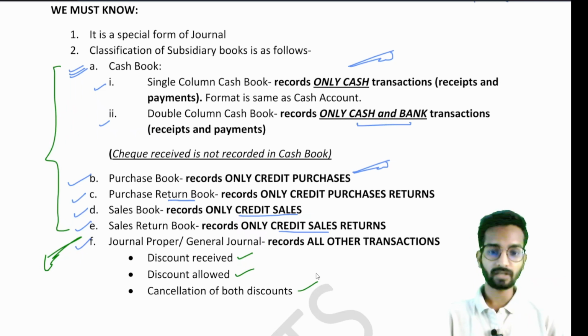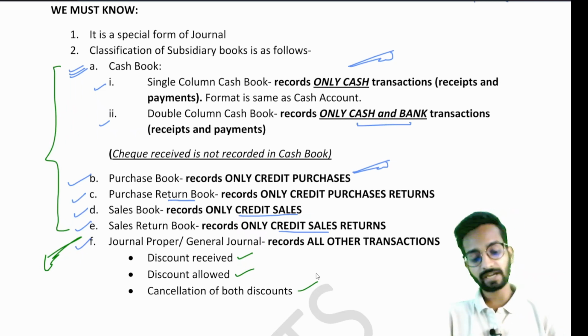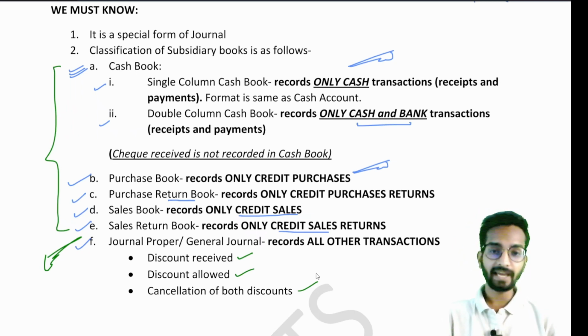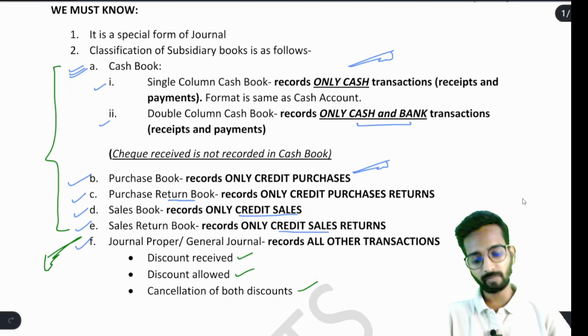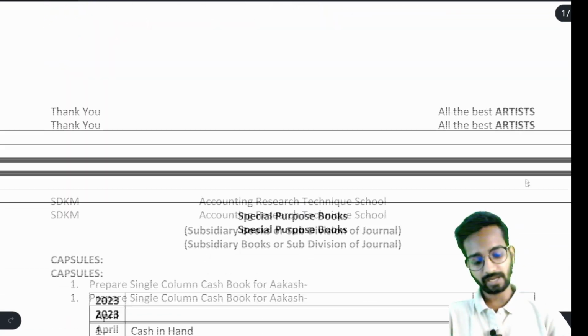See, you have to focus that if it is cash, then cash book. If it is credit purchase, then purchase book. Like this, we have to remember this, and any other transaction we can put in journal proper. Now, moving further, today we will begin with cash book.